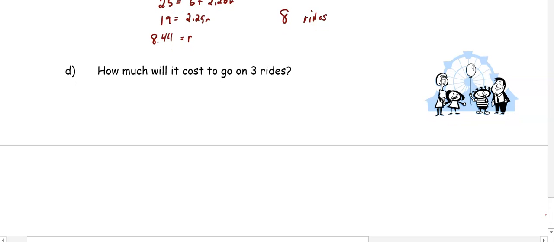How much will it cost to go on 3 rides? So cost is equal to 6 plus 2.25 times 3. So 2.25 times 3 gets us 6 plus 6.75. So our total cost is going to be $12.75.